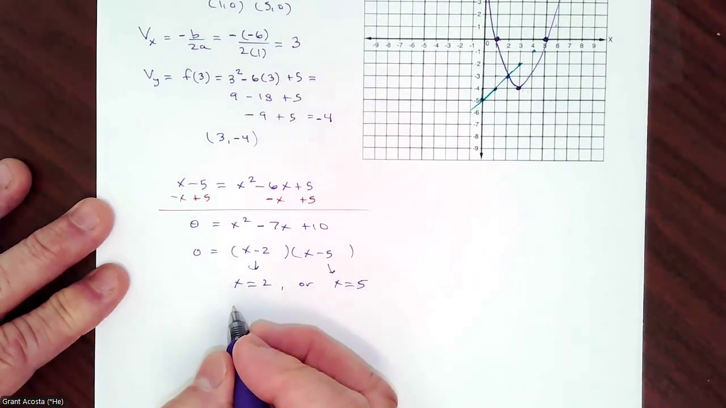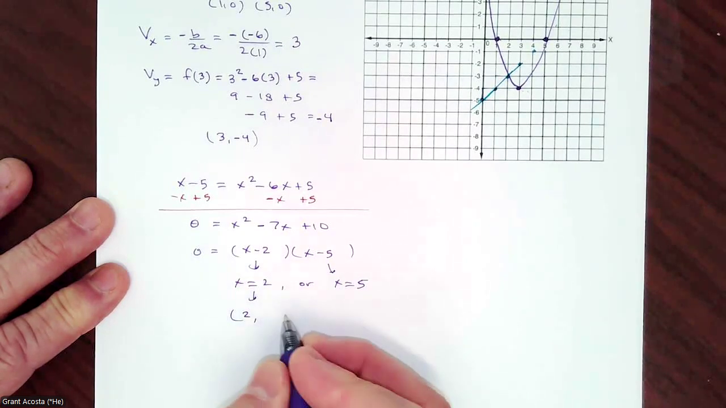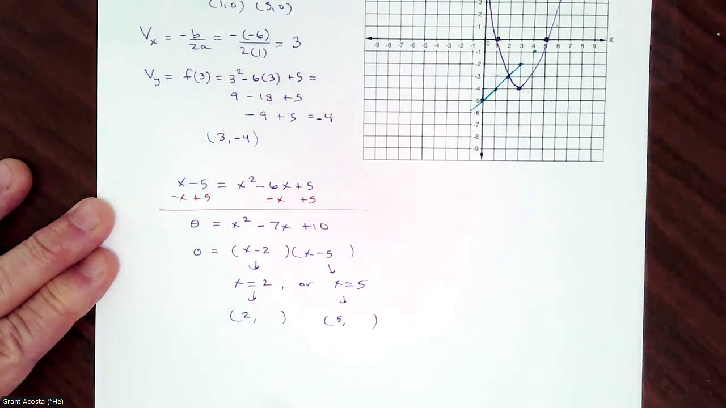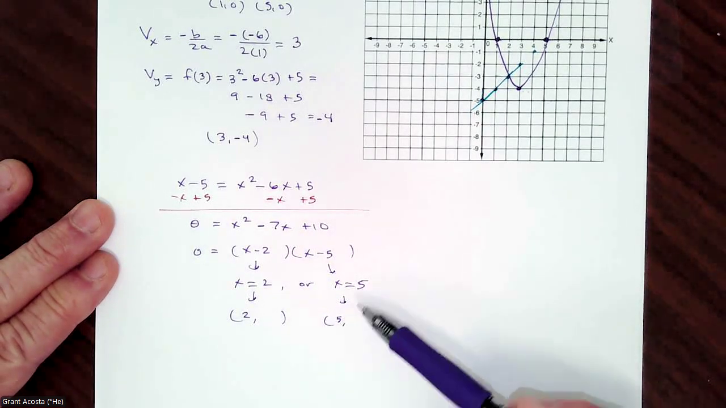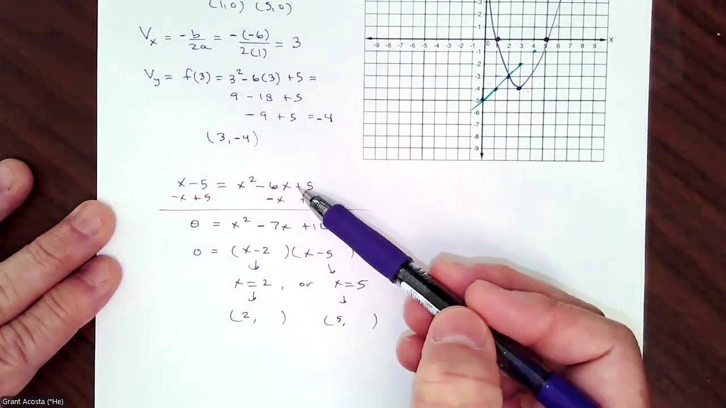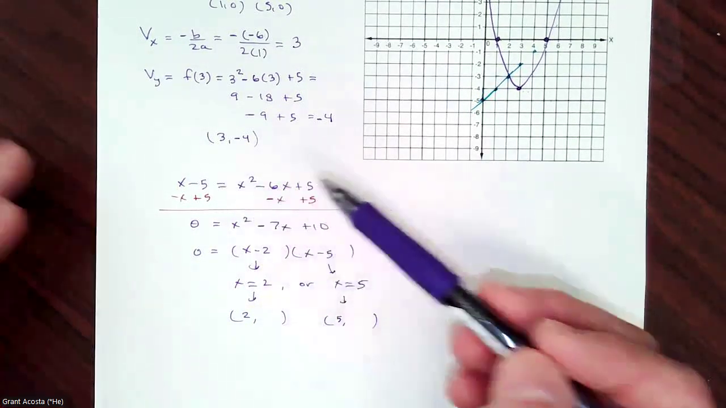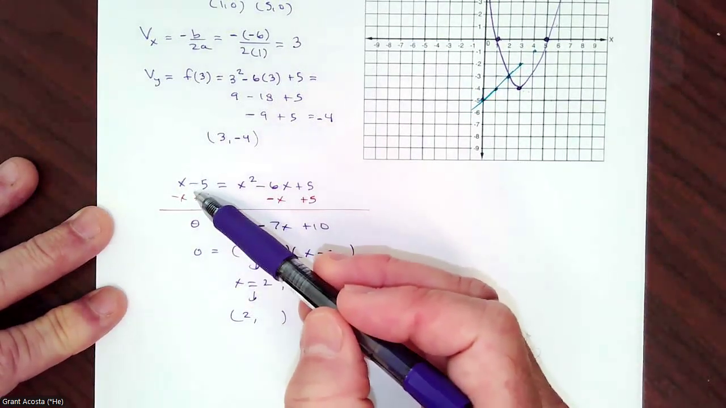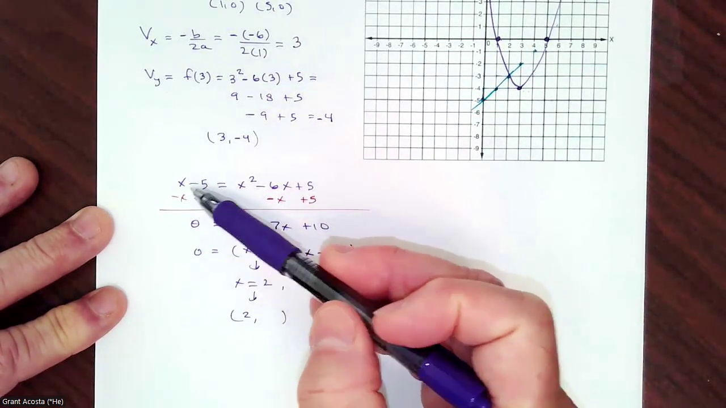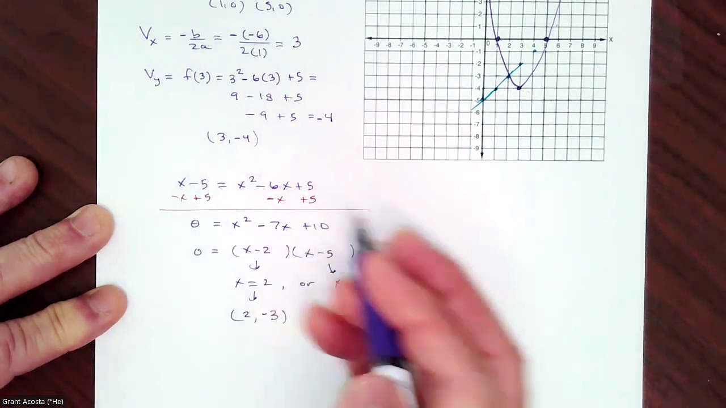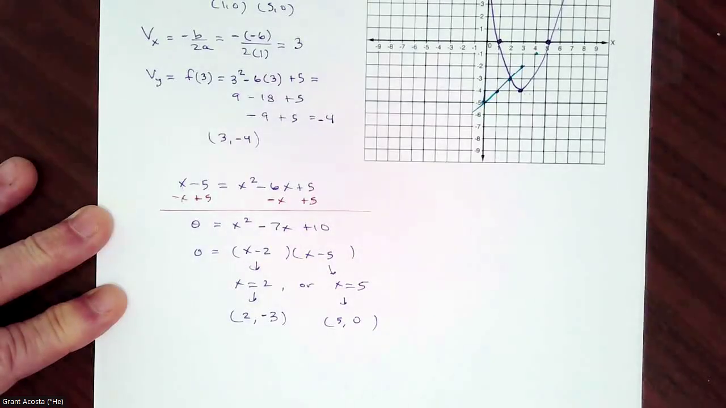And to find the y values, you can plug 2 and 5 into either equation. You can plug it into the parabola or the line because these are, in theory, where they intersect, right? So I find it's easier to plug it into the line. So if I plug in 2, 2 minus 5 gives me -3. If I plug in 5, 5 minus 5 gives me 0.